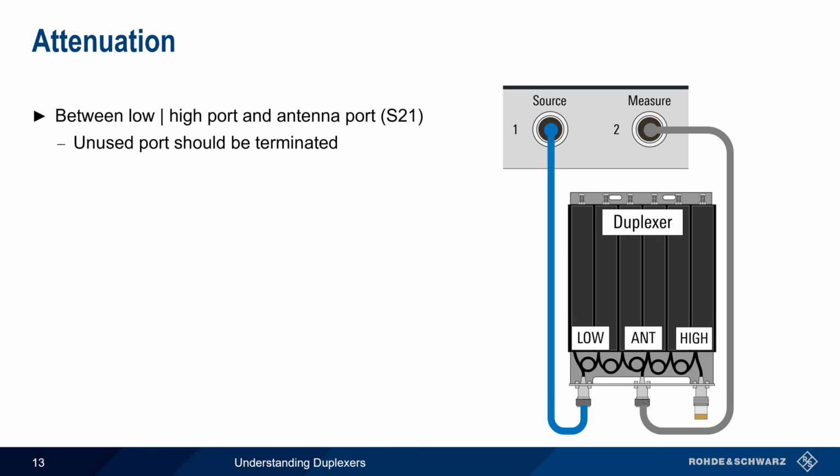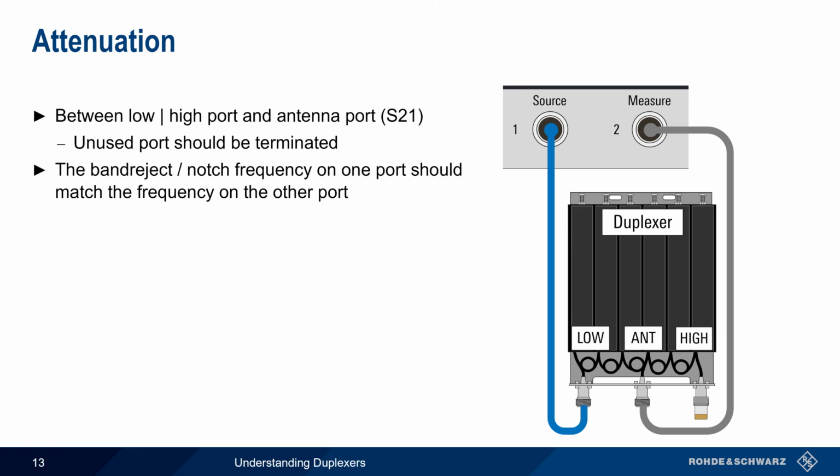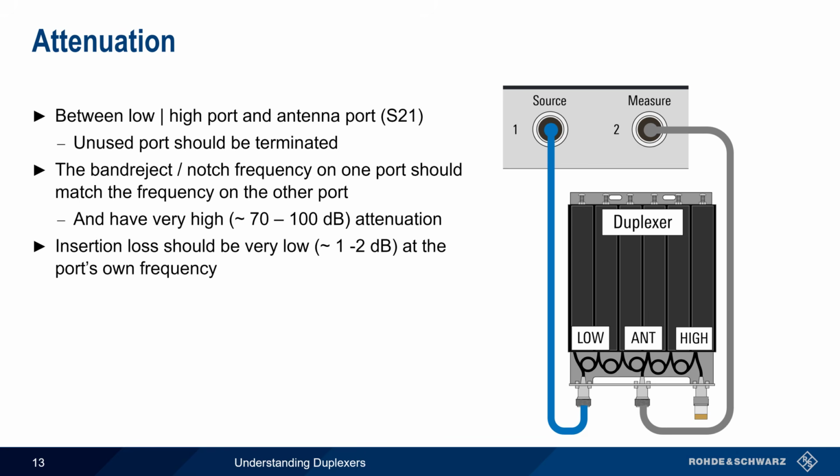The most important goals of this measurement are verifying that the band reject or notch frequency on one port matches the frequency of the other port, as well as verifying that the notch has sufficient attenuation, typically 70 to 100 dB. We'll look at several examples of this on the next few slides. Another duplexer characteristic that can be derived from this measurement is insertion loss at the port's own frequency. Normally, this will be a couple of dB or less.